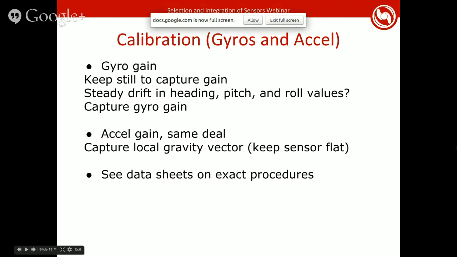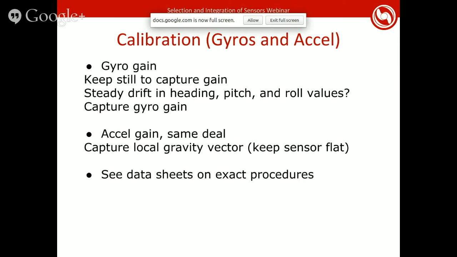Okay, let's talk a little about calibration. One of the things you have to calibrate is gyroscopes and accelerometers. Like I said, gyroscopes have this thing called gyro gain, which is a steady state value even when the sensor is not rotating. To calibrate for that, you just keep the sensor still. It captures this constant and simply subtracts it from any readings in the future.